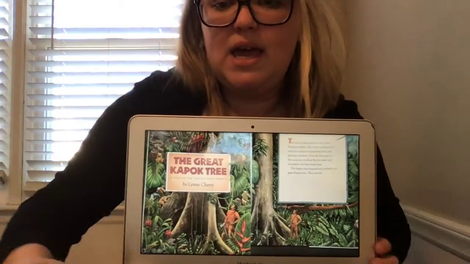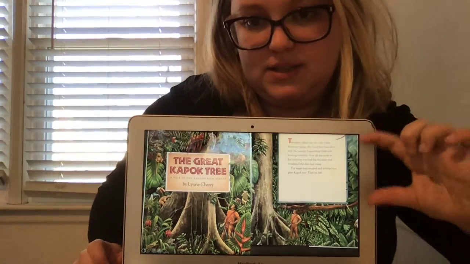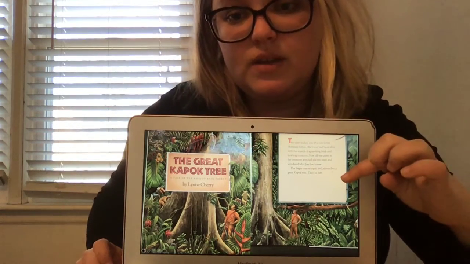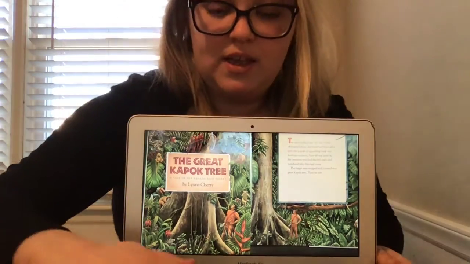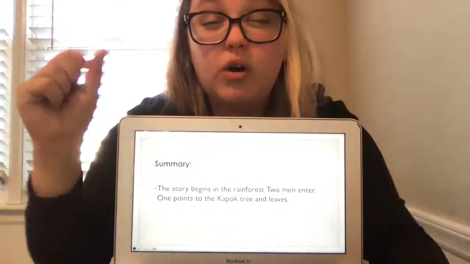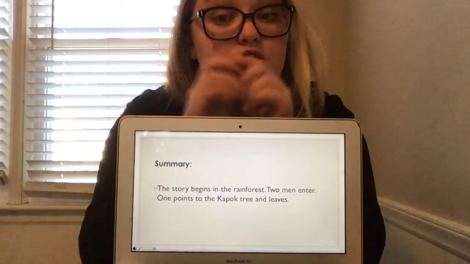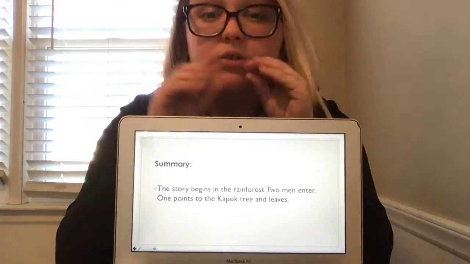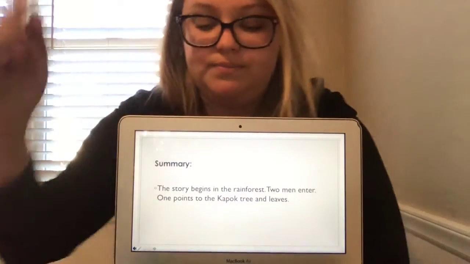Okay? So I took a big paragraph. See this? This is a paragraph, right? Maybe even two paragraphs. I took two paragraphs and what did I do? I made three sentences. So a summary is short, shorter than the story. Always shorter. So we want to keep things short.